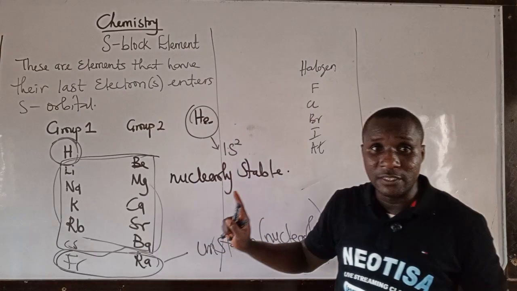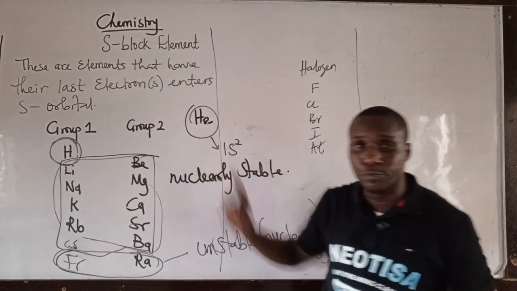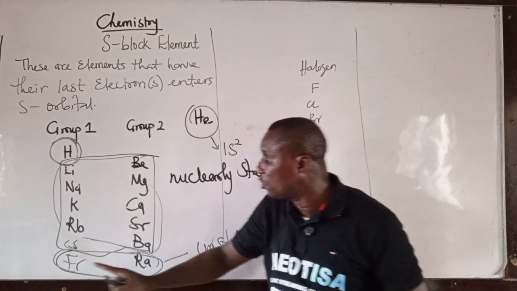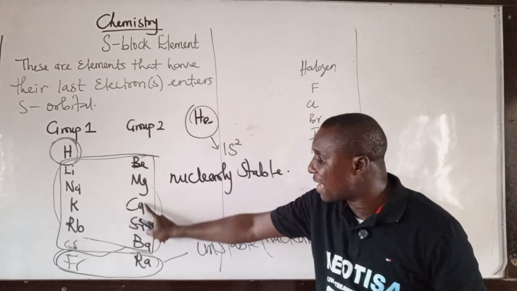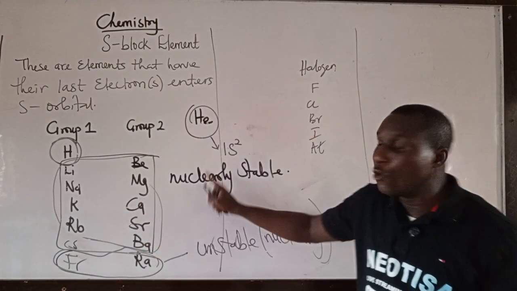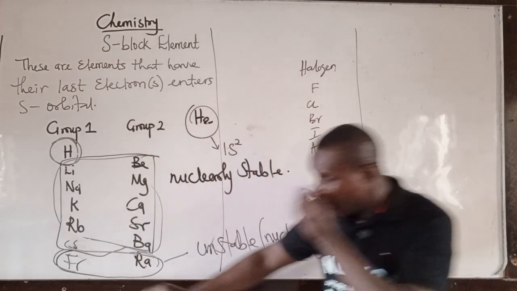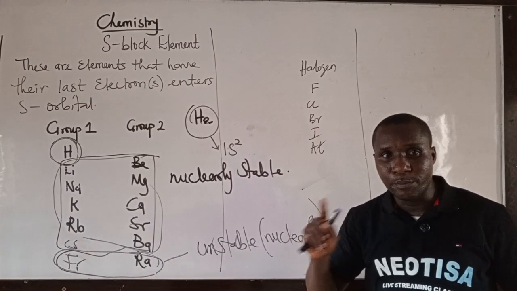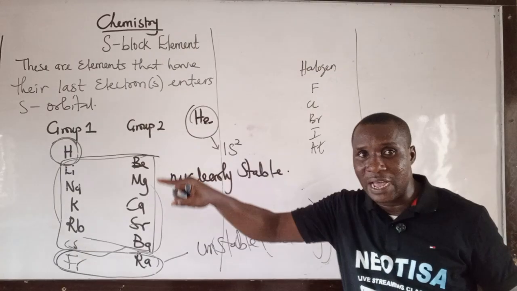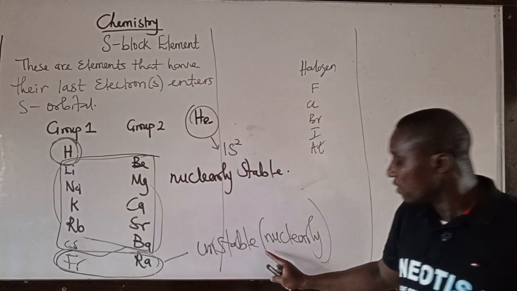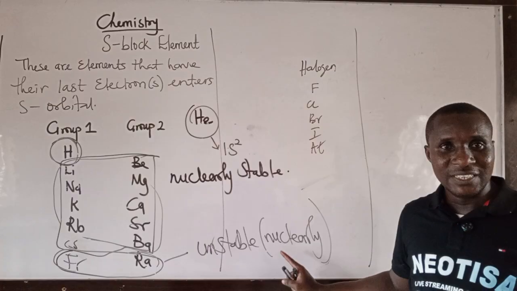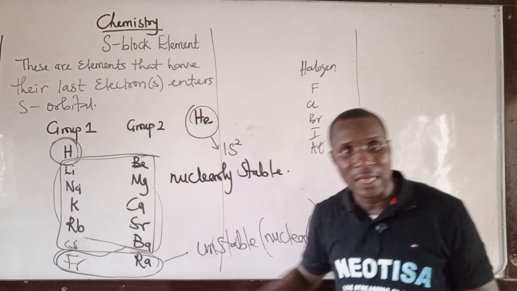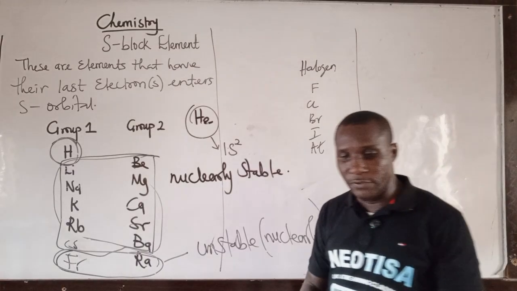In S block elements, there are two groups, group 1 and group 2. Lithium, sodium, potassium, rubidium, caesium in group 1, and beryllium, magnesium, calcium, strontium, barium in group 2 are nuclearly stable. Then francium and radium, which are in period 7, the horizontal arrangement, are not stable. They are nuclearly unstable, so they are radioactive elements.